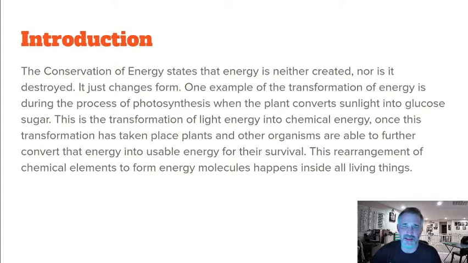A quick introduction. The conservation of energy states that energy is neither created nor destroyed. It just changes from one form to another. One example of the transformation of energy is during photosynthesis, when the plant converts sunlight to glucose. This transformation of light energy into chemical energy has taken place, and the plants and other organisms are able to further convert that energy into a usable form, ATP specifically. This rearrangement of chemical elements to form energy molecules happens inside all living things, and it's known as cellular respiration, as you're going to see as we go through these next couple lessons.